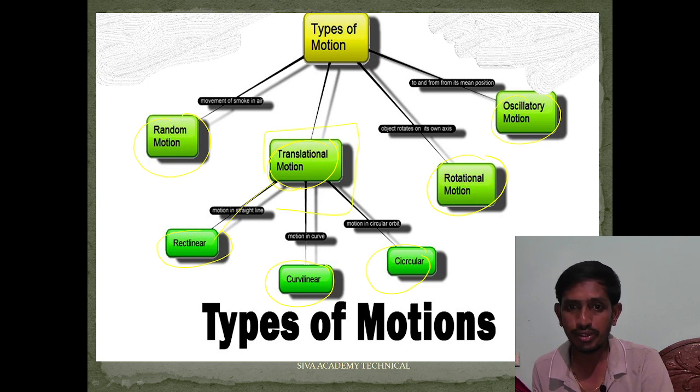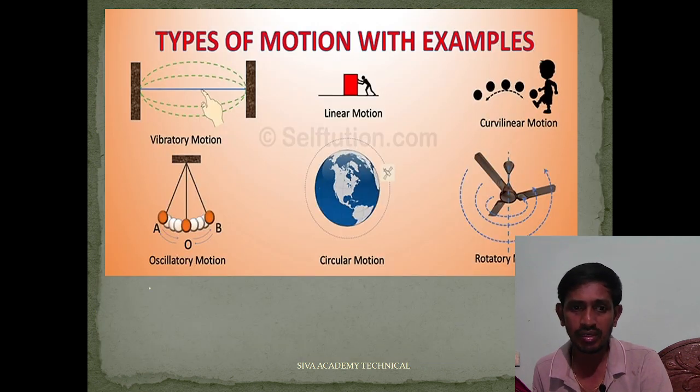Translational motion has three categories, three types, three classifications: rectilinear, curvilinear and circular. Now we are going to discuss them one by one. The first one is translatory motion. So what do you mean by translatory motion?